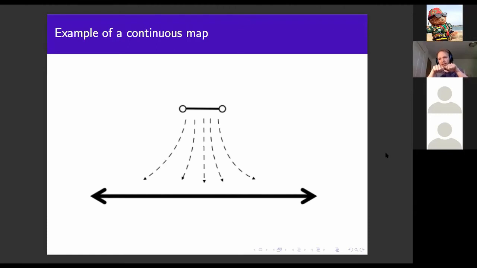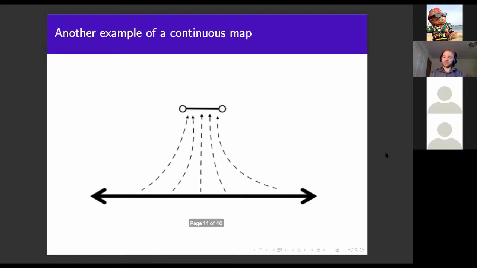And you can see that I'm stretching infinitely. I'm really stretching out this little line, but I'm never tearing it apart. I don't have to take this piece and put it there and this piece and put it there. Okay. Here's another example. I could do the opposite of that.